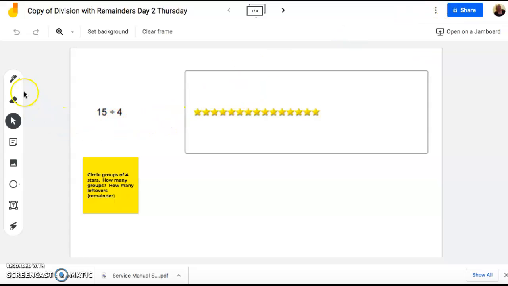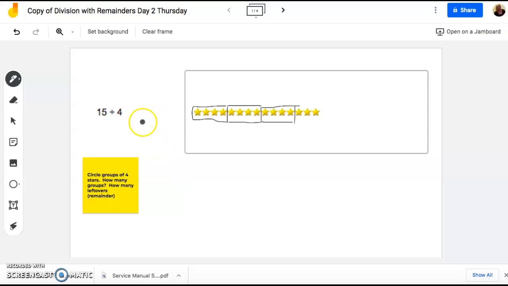Okay? And so you're going to use Jamboard. It says 15 divided by 4. So there are 15 stars here. And we're going to divide them into groups of 4 stars because we're dividing by 4. So I'm going to go ahead and start by making a line after 4. There's a line, and there's a line, and there's a line. And now I can't make 4 more. So I have 1 group, 2 groups, 3 groups, and 3 left over.